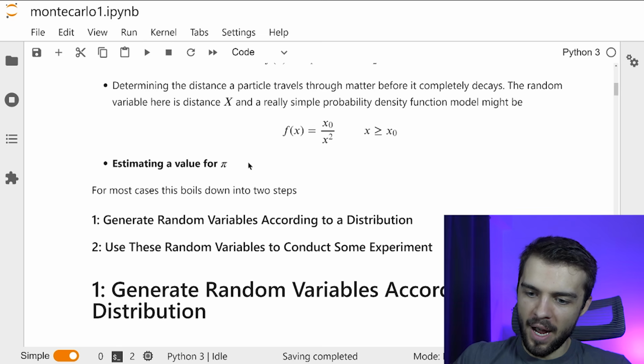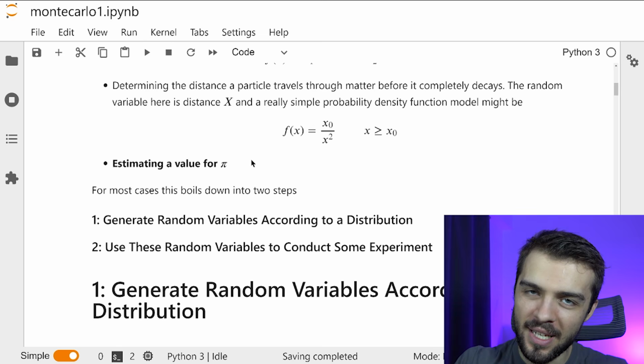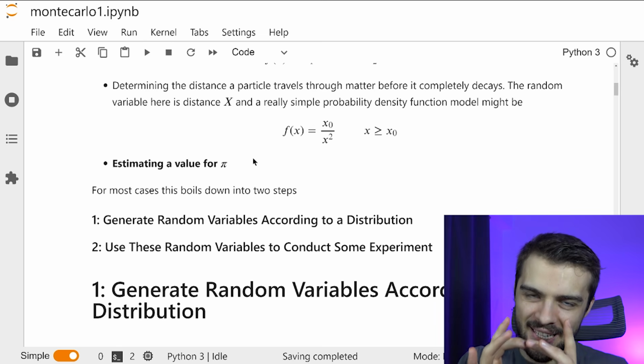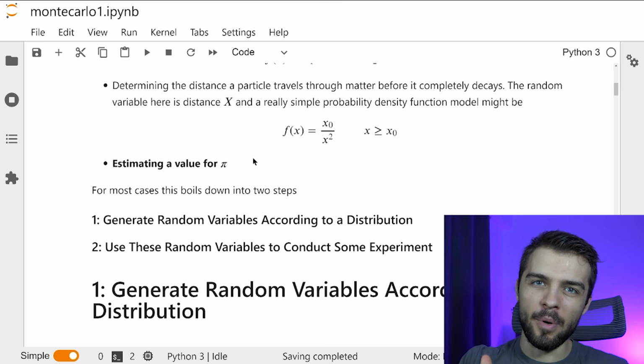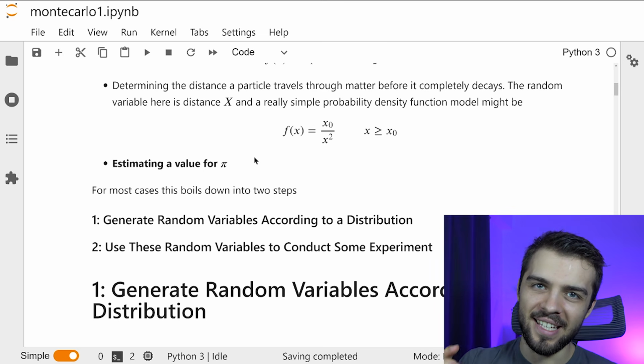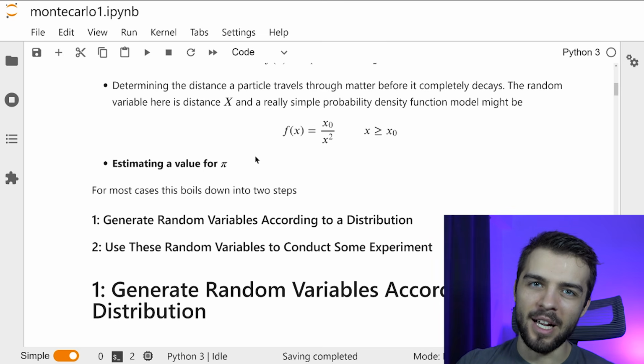Because pi is an interesting number. As a concept, it existed for a long time, but as an actual value, the 3.1418, whatever pi is, that's not so trivial to come up with.